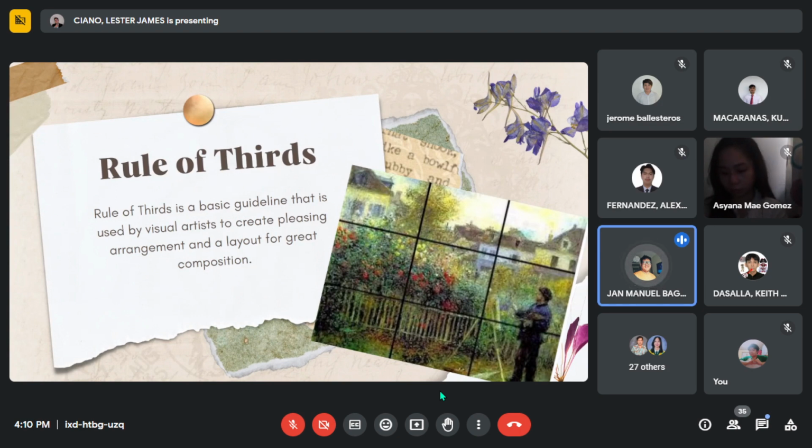Mas maganda tawagin na technique kaysa sa rule kasi mas maraming composition na pwede gamitin, hindi lang ang rule of thirds para maging proportion ang subject nga. And mas nagagamit din ito ng mga beginners para meron silang basic guideline na madaling matutunan. Next slide.